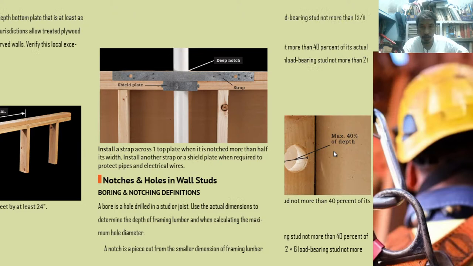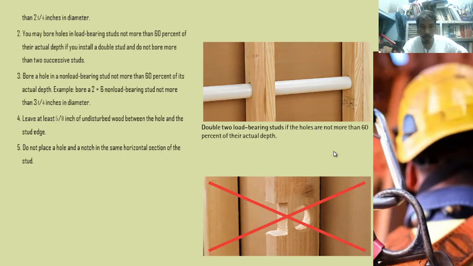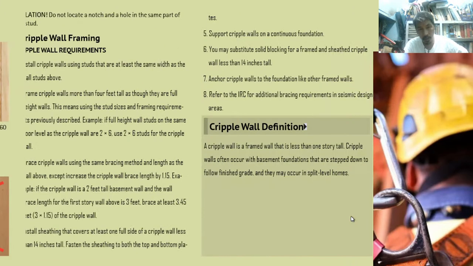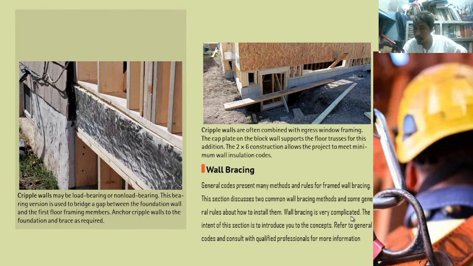So notches and holes for a stud. So violation. This is violation. Double the load bearing studs if the holes are not more than 60% of their actual depth. Violation. Okay, there's no strength in this transverse axis. In this axis, there's no strength anymore. Do not locate the notches and the hole in the same part of the stud. So stud meaning the vertical portion, right? So those are the studs.